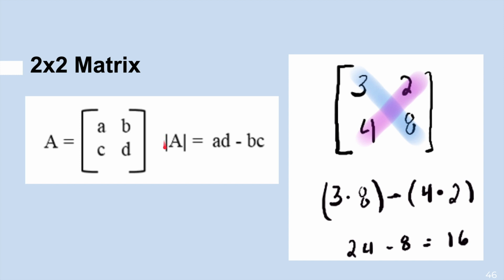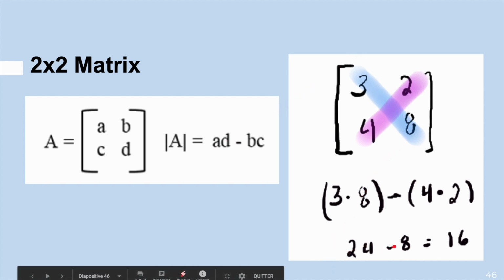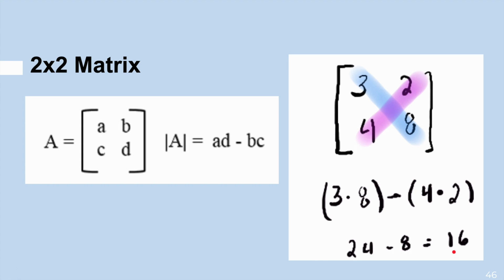Here we have two parallel lines on either side of the letter denoting the matrix, and this just means find the determinant. So again, we multiply 3 by 8, which is A times D. 3 times 8 is 24. Subtract 4 times 2, which is 8. 24 minus 8 is equal to 16. So 16 is our determinant. You should only be coming up with one number. You shouldn't be coming up with a new matrix.